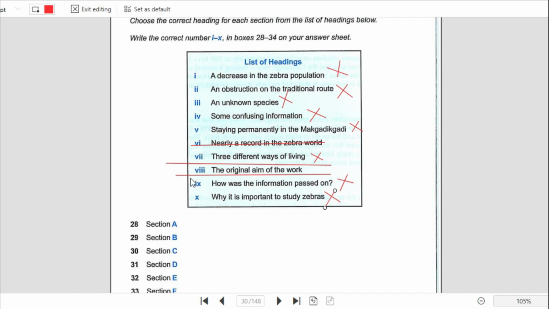So this is the way you have to do the list of headings, guys. You have to read in a serious manner, and of course, we should have the practice to track down the keywords which are very important. Then trust me, only one of the list of headings will match.